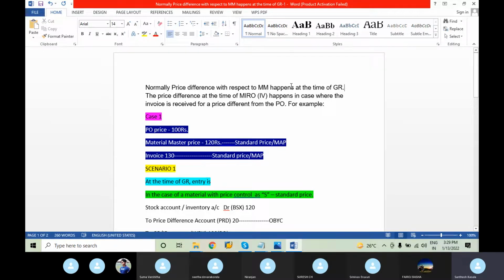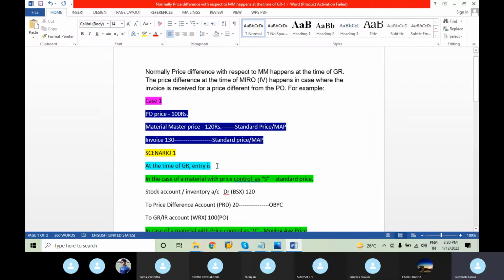Let me explain with case one. The purchase order is 100 rupees, the material master price, whether standard or moving average price, is 120, and the invoice is 130. In the material master record we have a fixed price, whether standard or MAP, which is set there. So let's say the material master price is 120 and the invoice receipt is 130. At the time of GR, what is the entry?